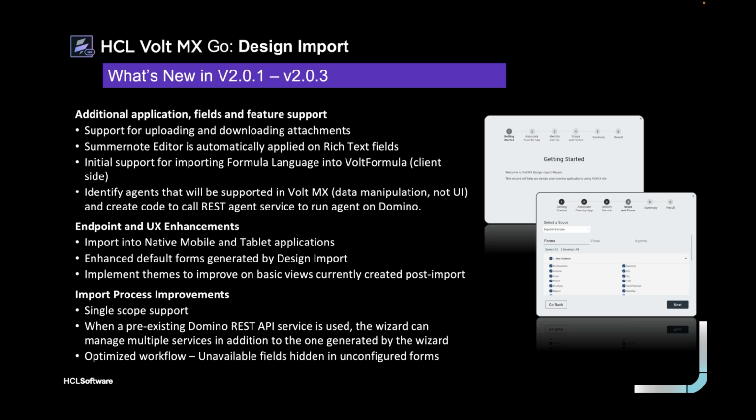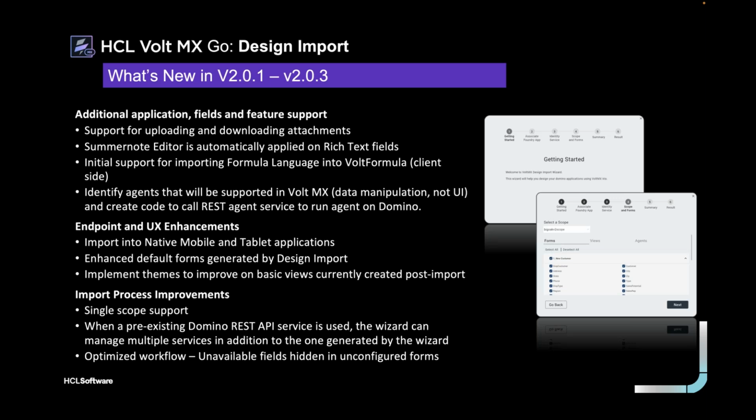We do a first pass of any of the formulas you have in your application and translate that into a JavaScript rendition through the Rosetta.js, which we'll get into in a little bit. We can identify agents that you have in your application. These agents are currently just data manipulation, not necessarily UI manipulations, but things that deal with data and how to make those changes, and we can run that through RESTful calls on Domino, affecting the application.